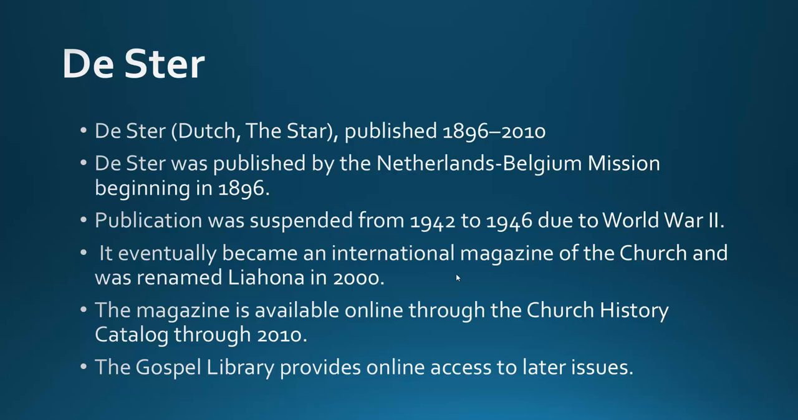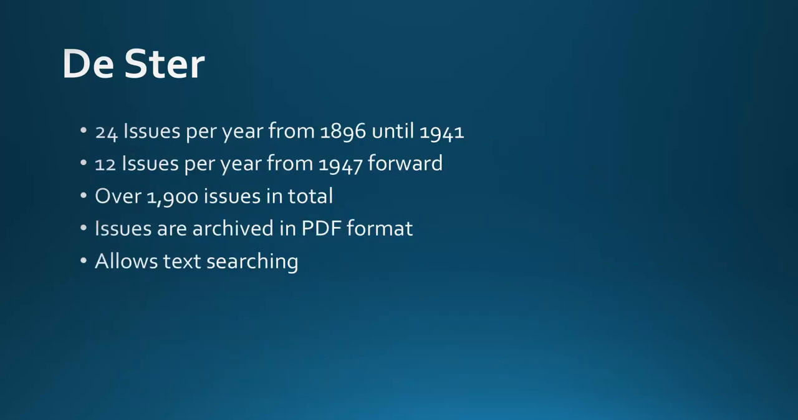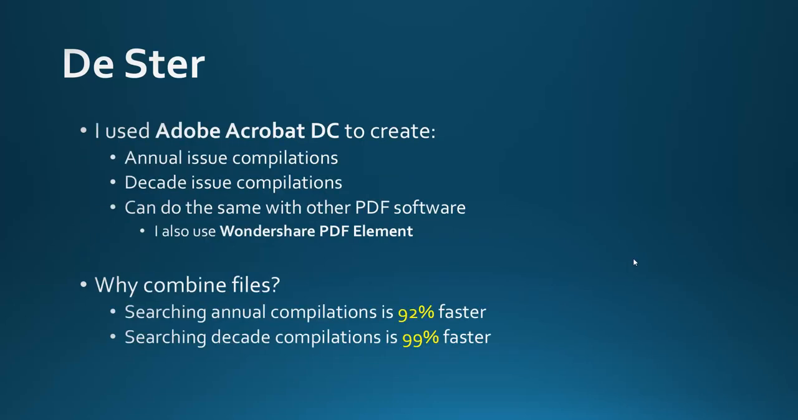I'll send out this presentation along with it if you want more background on that. But essentially, there were 24 issues per year until 1941, and then 12 issues per year after 1947. So we've got over 1,900 issues archived online, and it's simple to search. And I've now taken all these issues and combined them into maybe easier formats to search, and they're all on our Google folder. So the annual issue compilations have 24 issues in them, and then the decade issue compilations have 240 issues in them. And you can search them with Adobe.